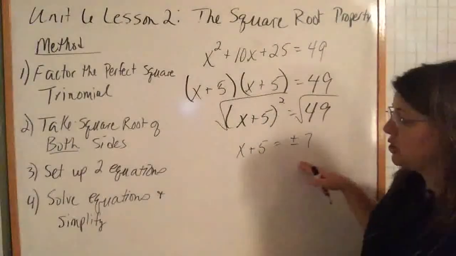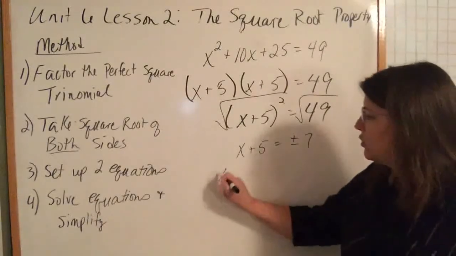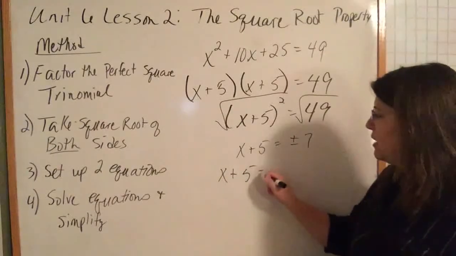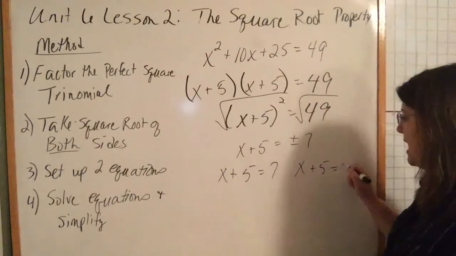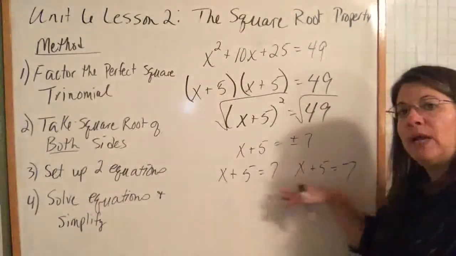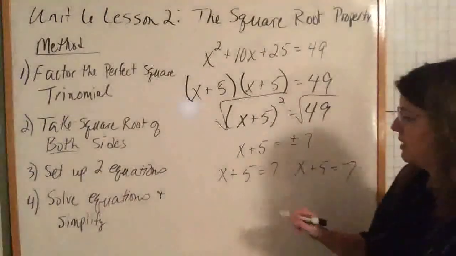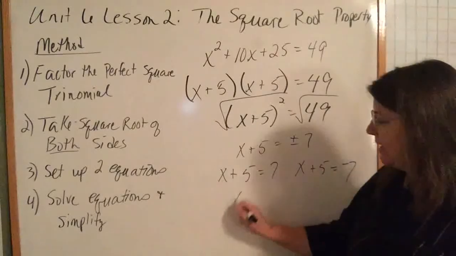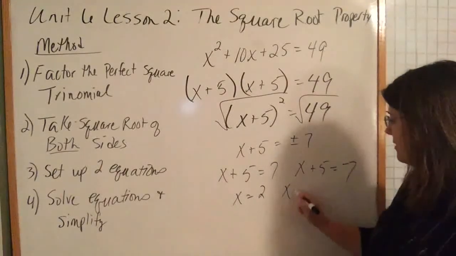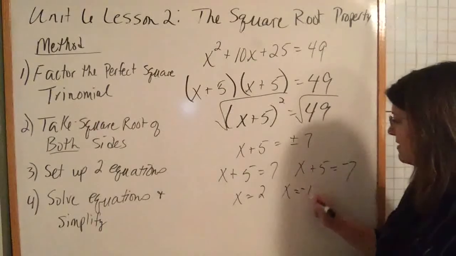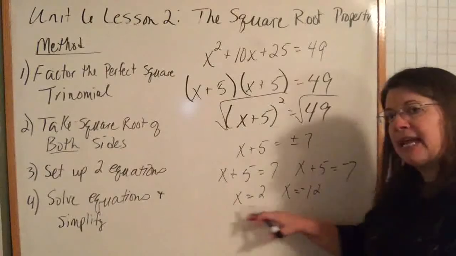And then what I'm going to do is set up 2 equations. x plus 5 equals positive 7, and x plus 5 equals negative 7. By setting up these 2 equations, I will get both of the answers that will be solutions to this equation. And so I've got x equals 7 minus 5, which is 2. And on this side, x equals negative 7 minus 5, which is negative 12. So my 2 answers are 2 and negative 12.